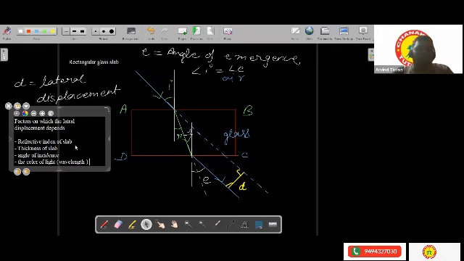Lateral displacement depends on the refractive index of the glass slab. It depends on the thickness of the glass slab. It depends on the angle of incidence and the color, the wavelength. Okay. Now, is there anyone having any doubt from this rectangular glass slab? Any question on this?